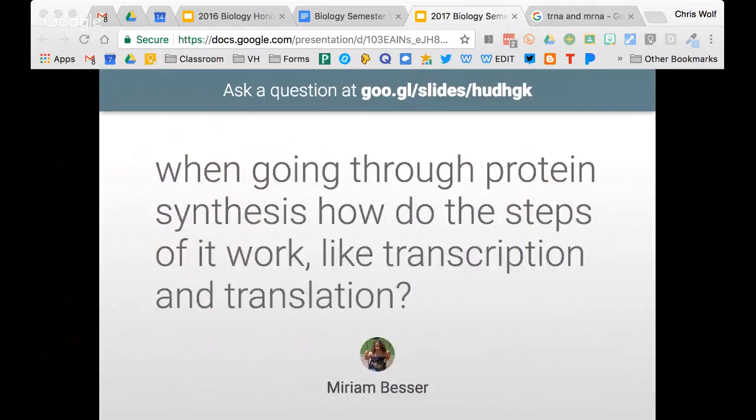I hope my description of transcription and translation has answered your question, Miriam. Transcription makes the mRNA, which is the messenger molecule, and then translation takes that messenger molecule and puts the amino acids in the correct order to make the protein.